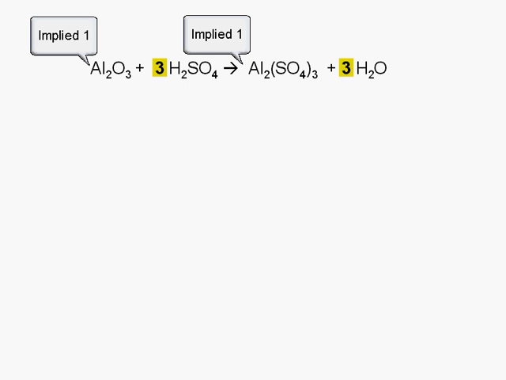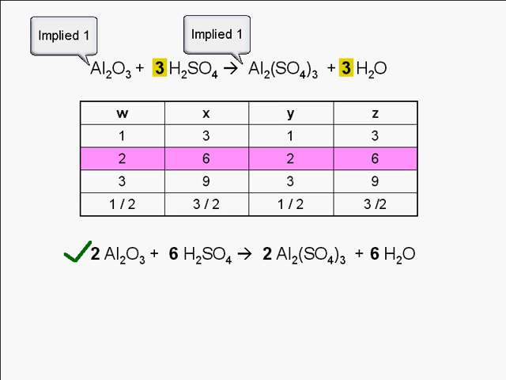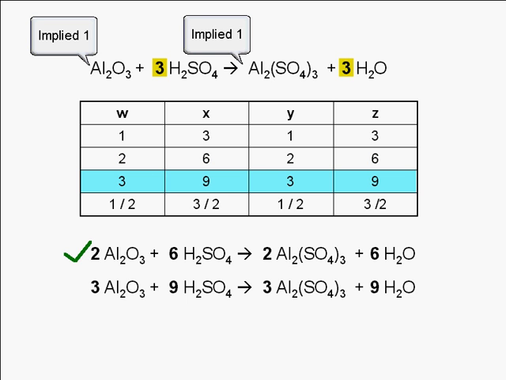Note that this is just one way of balancing the equation. We can multiply all the coefficients by the same number and get another set of valid coefficients. For example, if we multiply all our coefficients by 2, instead of 1, 3, 1, and 3, we get 2, 6, 2, and 6. This is also a balanced equation. Or, if we multiply all the coefficients by 3, we get coefficients of 3, 9, 3, and 9. This is also a balanced equation.